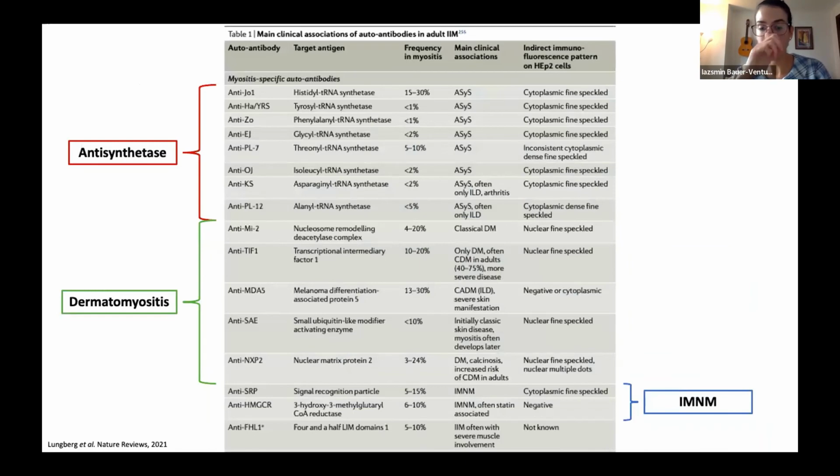This is a table with all the myositis-specific antibodies that have been described to date. So again, we have the 8 antisynthetase antibodies. We have the dermatomyositis-specific antibodies that we have reviewed. We have the 2 immune-mediated necrotizing myopathy antibodies that we have discussed. Remember, the HMGCR is commonly associated with statin exposure. And we have this last one that really, well, nobody knows yet where to categorize.